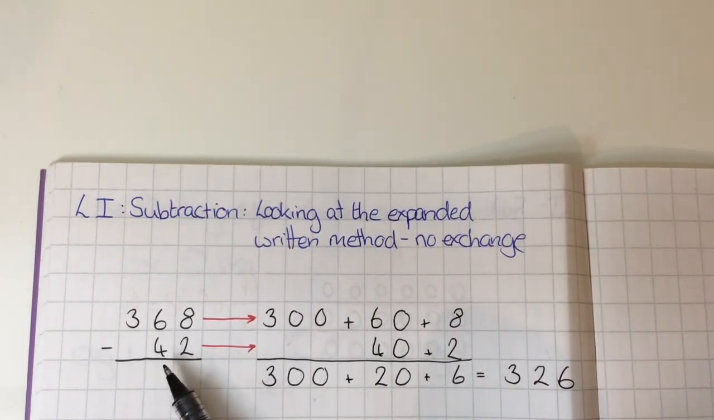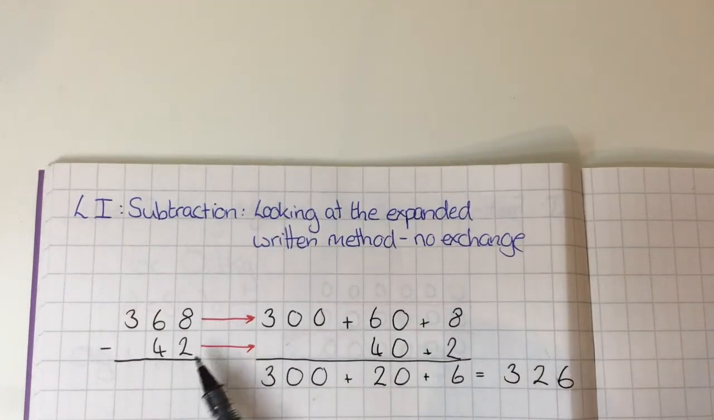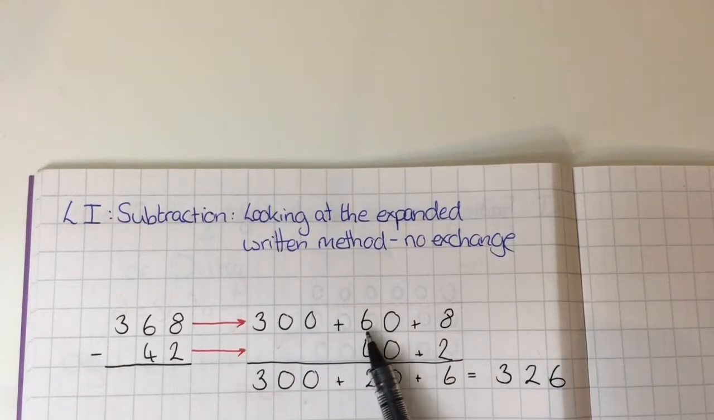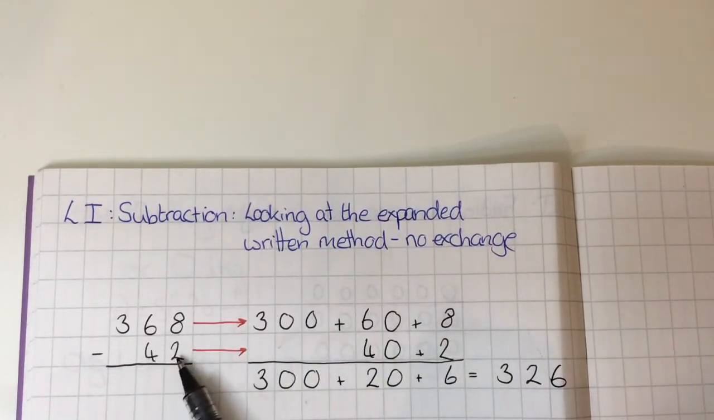Expanding the 42 out and partitioning this out, it looks like 42 means you have 4 tens, which is 40, and 2 units, which makes up the 2. Now, put that all together, you would have 368, you would have 42, 368 subtract 42.